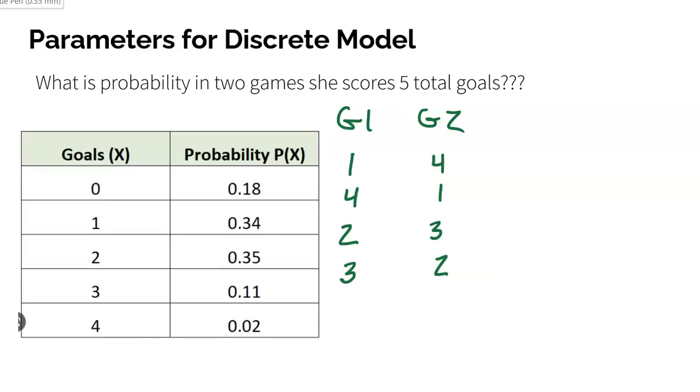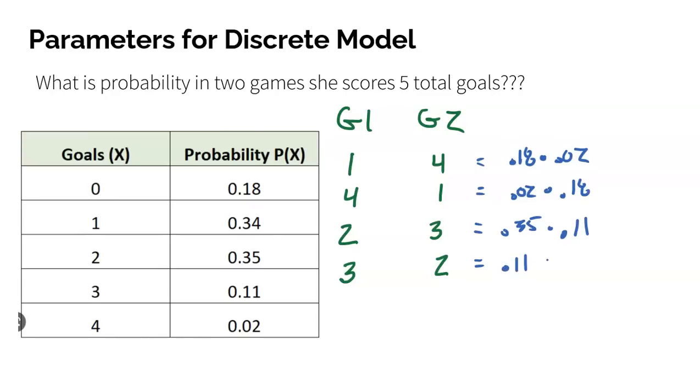So now we got to think, how do we find these probabilities? Well, it's very simple because these are independent events, right? Well, we have to assume they're independent events at least, right? So we say, okay, the probability that she scores 1 goal is 0.18 times 4 goals, 0.02. Now, it's going to be the same mathematics here because order of multiplication doesn't matter, but it will look different. For game 1, that's 0.02 for 4 and then 0.18 for 1 in game 2. Game 1, 2 goals, 0.35, 3 goals, 0.11, or we could do the 0.11 first, that's the 3 goals, and then times the 0.35 for the 2 goals. But all of these situations add up to 5 goals, and only one of them can occur at a time, so that's why we're going to find each of these probabilities and add them all together.